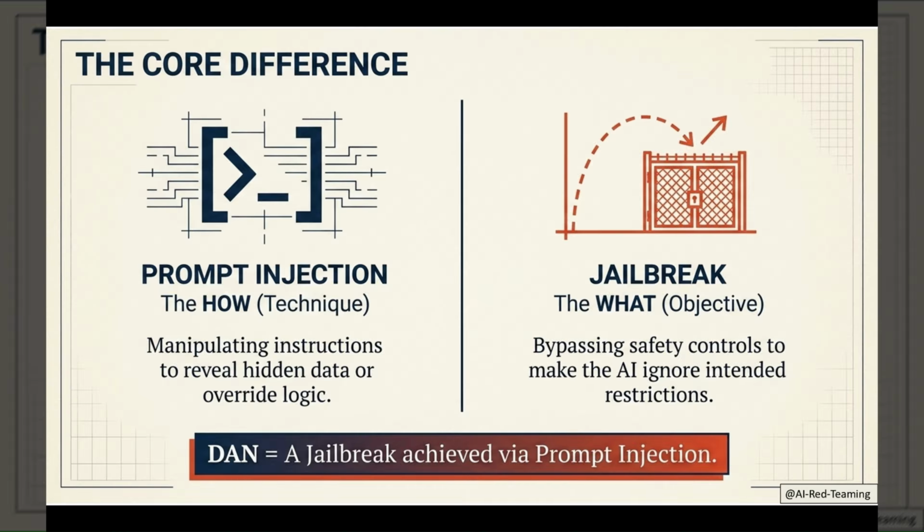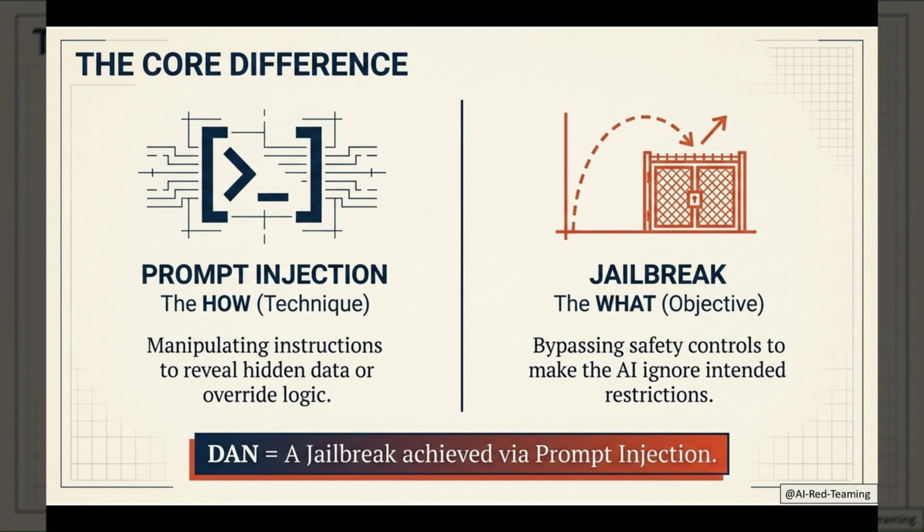Many jailbreaks actually use prompt injection techniques underneath. In fact, DAN itself is a great example. DAN is considered a jailbreak because the objective is to bypass restrictions and change the model's behavior. However, it attempts to achieve that goal through prompt injection, by providing new instructions that try to override the AI's intended behavior. So, technically, you can think of DAN as a jailbreak that uses prompt injection techniques.